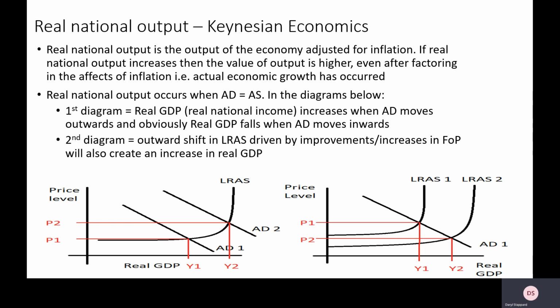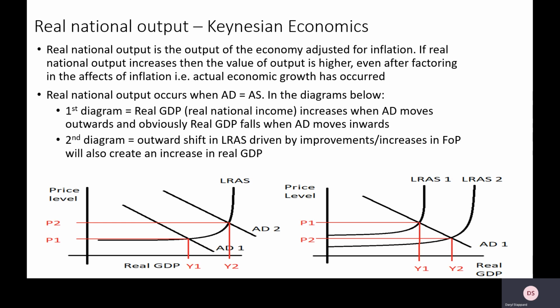As a reminder, everyone, AD will move outwards when there's a growth in consumption, more investment, more government spending, more exports, and/or fewer imports taking place. That would lead to an expansion in the circular flow and means that national income has increased. Now, in the second diagram, you can see that the LRAS moved outwards. This would lead to, again, a growth in national income from Y1 to Y2.